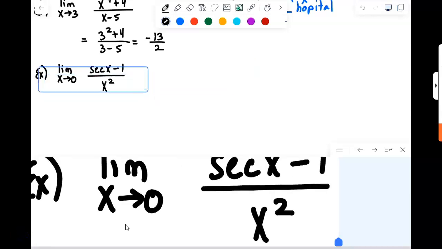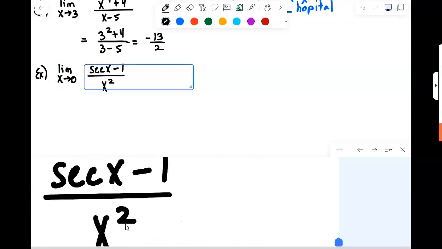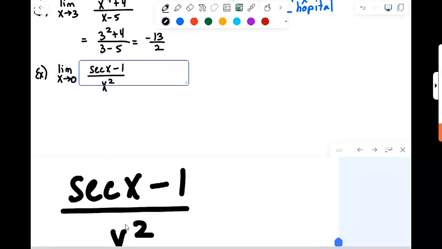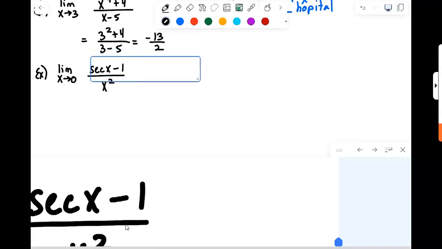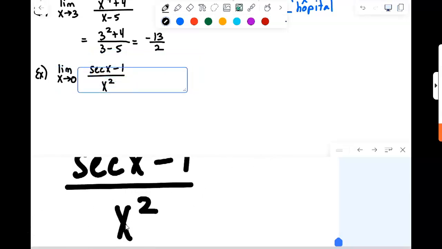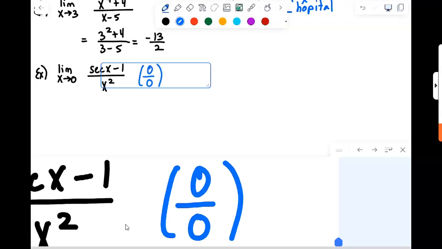Okay, so let's look at this one here. We have the limit as x goes to 0 of (secant x minus 1) over x squared. Of course, as x goes to 0, cosine is 1, and the reciprocal of cosine is also 1. So secant of 0 would be 1, and 1 minus 1 would be 0. In the bottom, we also have 0, so this checks out. We're dealing with a 0 over 0 limit.